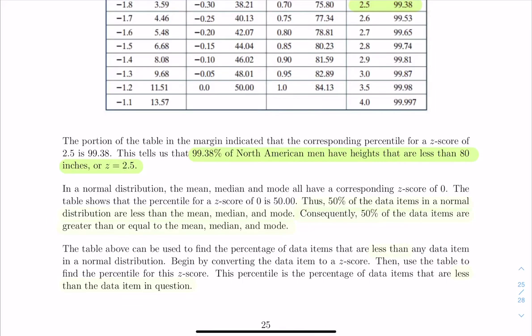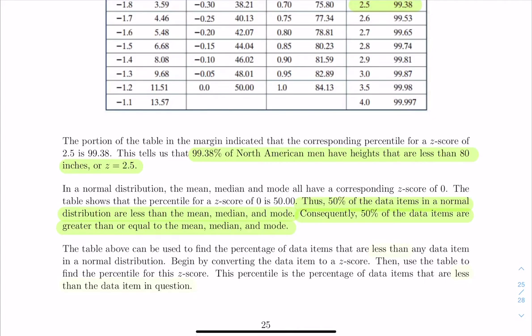In a normal distribution, the mean, median, and mode all have a corresponding z-score of 0. The table shows that the percentile for a z-score of 0 is 50. Thus, 50% of the data items in a normal distribution are less than the mean, median, and mode. Consequently, 50% of the data items are greater than or equal to the mean, median, and mode. So you have 50% of the data items below and 50% of the data items above.